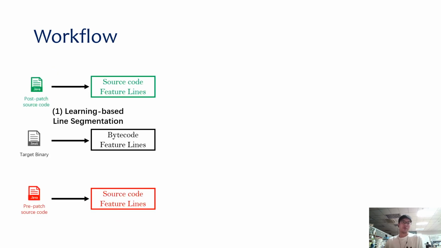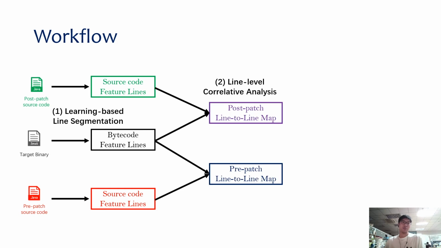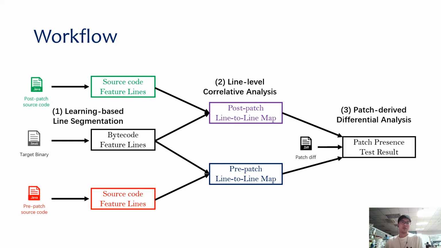So here is the workflow of our approach. After performing line segmentation and cross-level feature extracting, we then do line-level analysis on both pre-patch and post-patch source code to neutralize customization. And finally, we determine the patch presence test result by comparing the patch diff with 2 line-to-line maps. Due to limited time, I will not introduce each part of our design in detail. If you have interest in our work, we can talk about it in the question and answer session.